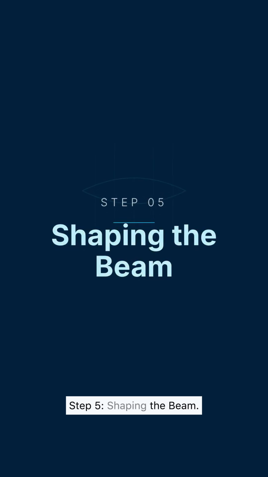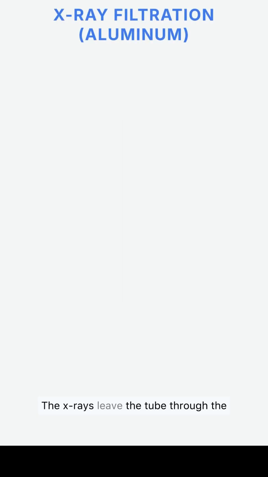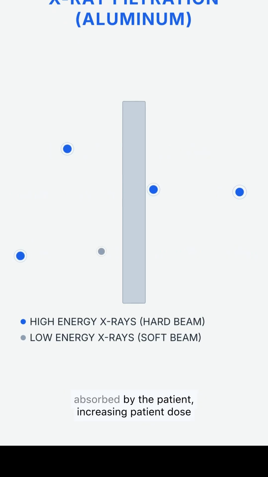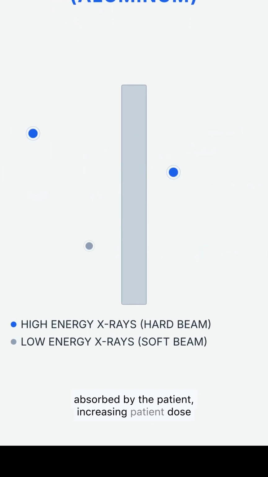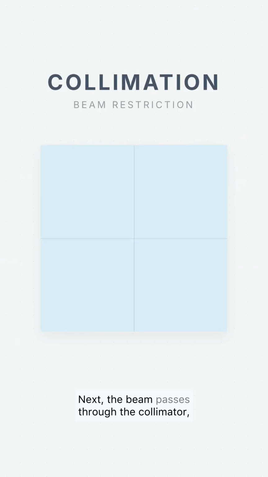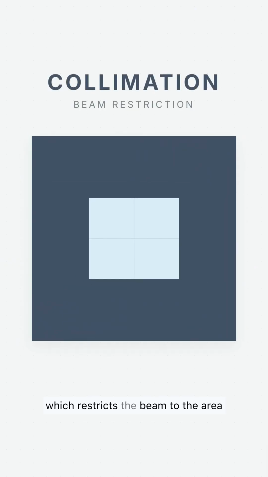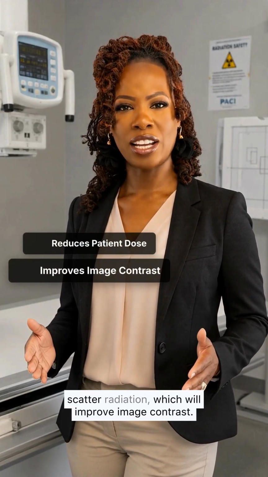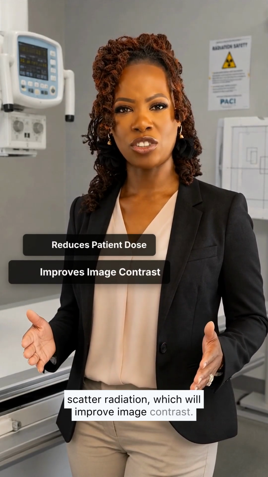Step 5. Shaping the beam. The X-rays leave the tube through the tube window and then pass through filtration, which removes low-energy photons that would be absorbed by the patient, increasing patient dose with no improvement to image quality. Next, the beam passes through the collimator, which restricts the beam to the area of clinical interest. Proper collimation reduces patient exposure and minimizes scatter radiation, which will improve image contrast.